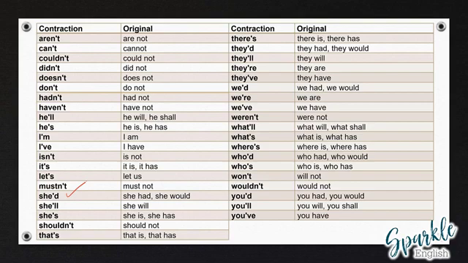Some of these can mean two things. She'd can mean she had or she would. She's can mean she is or she has. That's can mean that is or that has. We'd can be we had, we would. There's, there is, there has. They'd, they had, they would. So just be careful with some of these. Even what's, what is, what has. So some of these have multiple meanings, and you'll know that by the context.